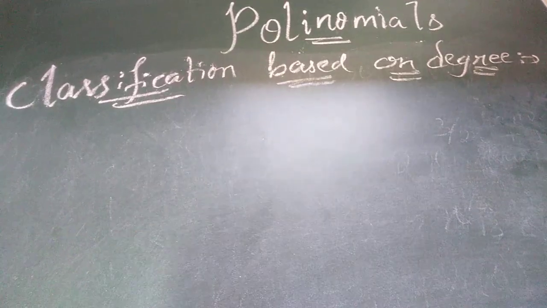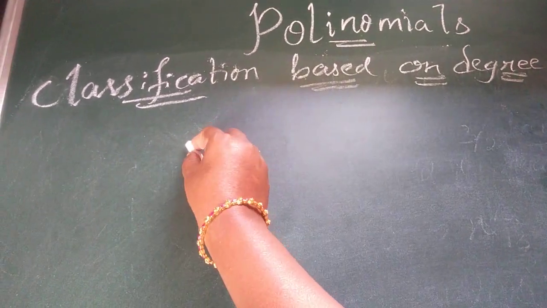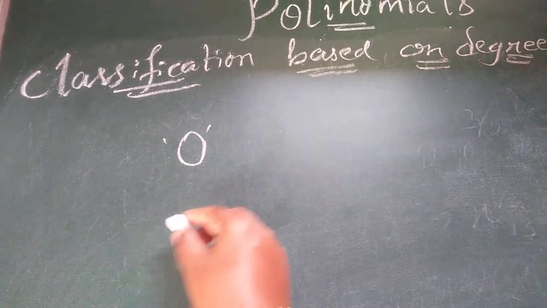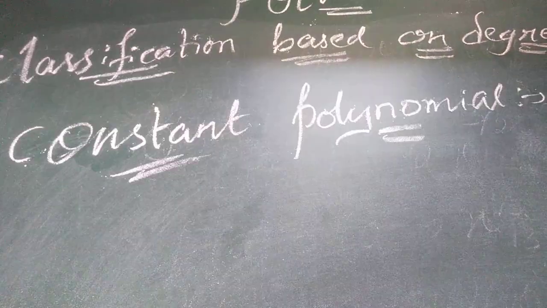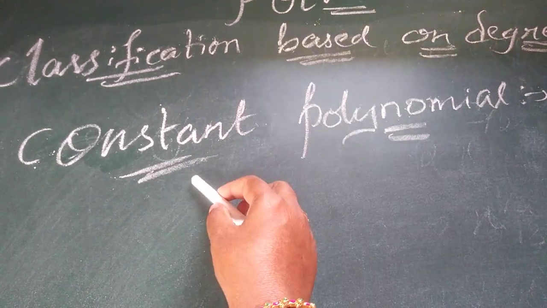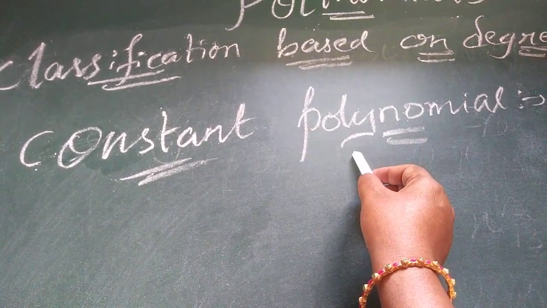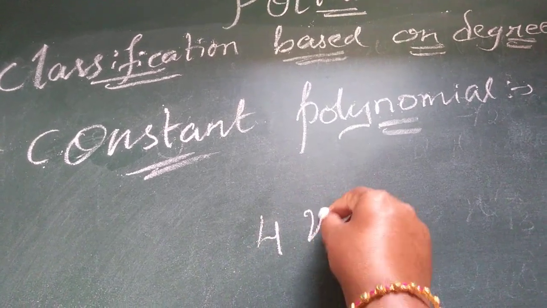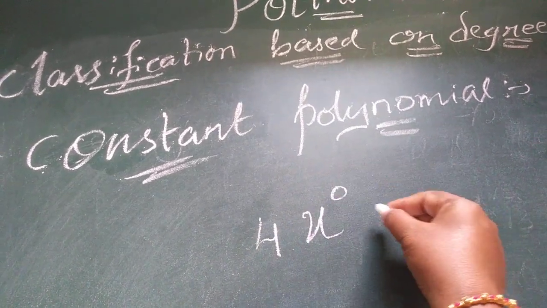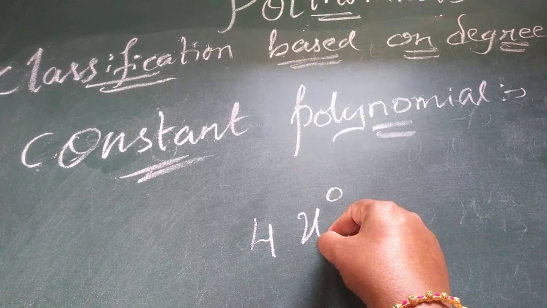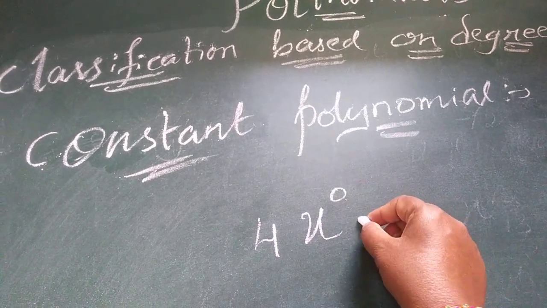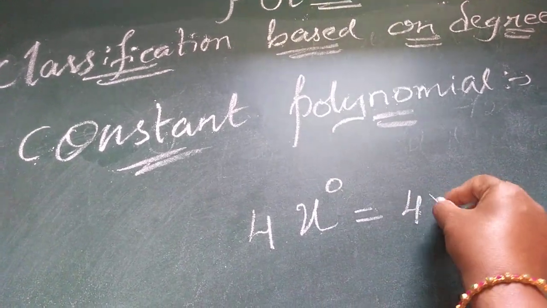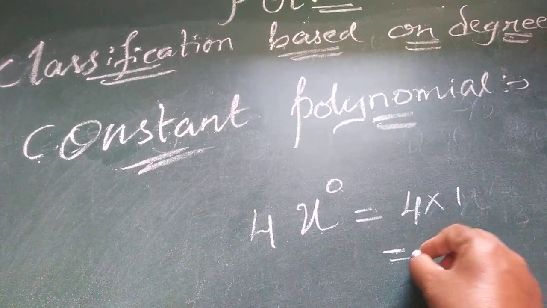Okay, children, if the degree of the polynomial is 0, then it is called a constant polynomial. Constant polynomial. How can a polynomial have a degree 0? For example, 4 into x to the power of 0. So here there is no other term. Hence the highest power is 0 only. Always we know that any number raised to the power of 0 is 1. Hence 4 into 1. Answer is 4.